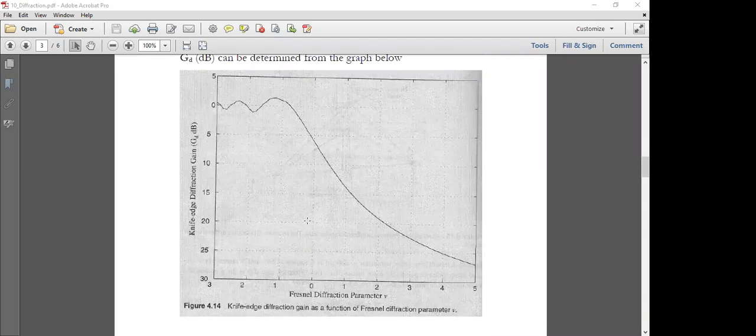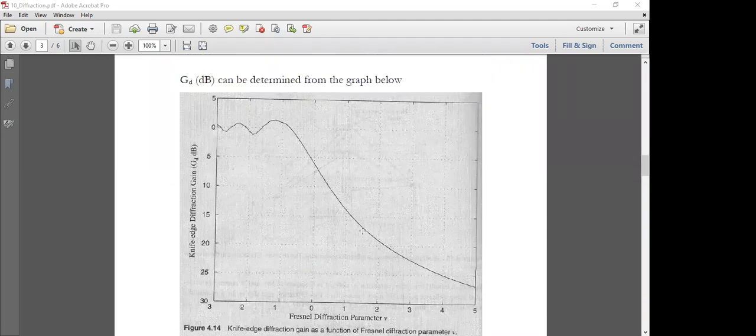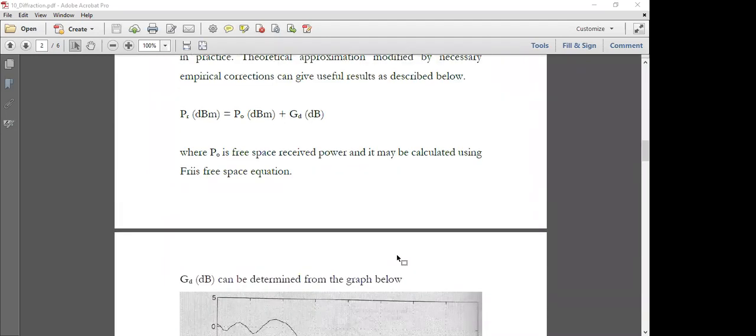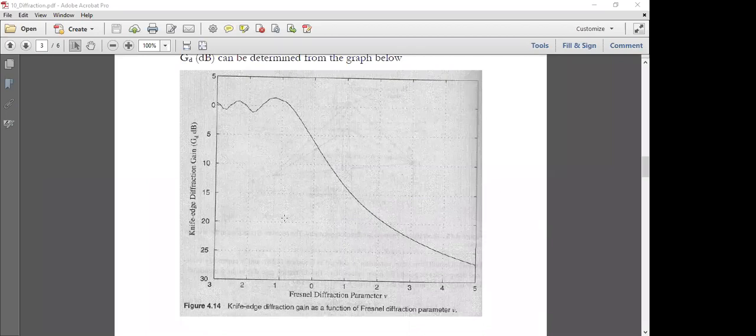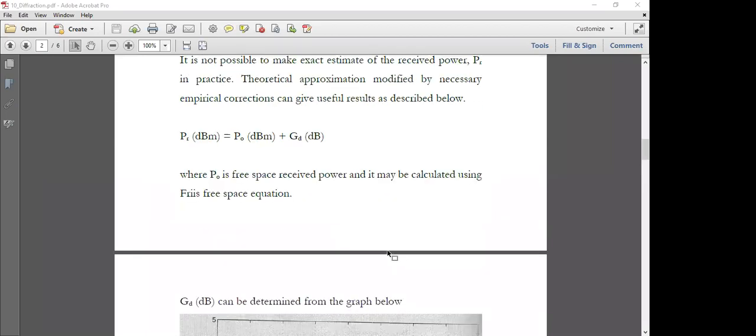So the job is very simple. In the exam, I may give you these values. You just calculate nu. This graph may be available in the exam. From there, you calculate G, and then calculate P naught first, then add, to get PR.